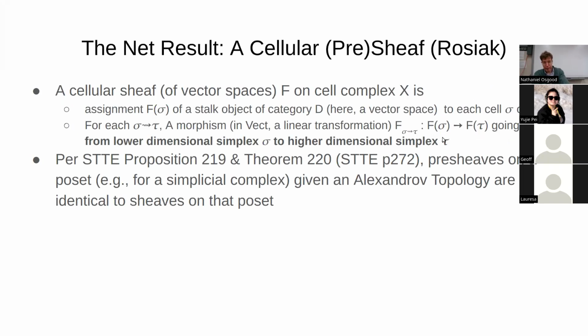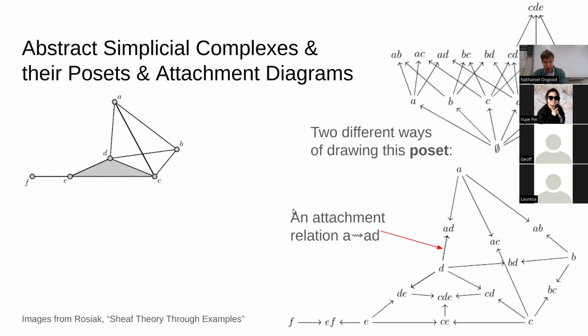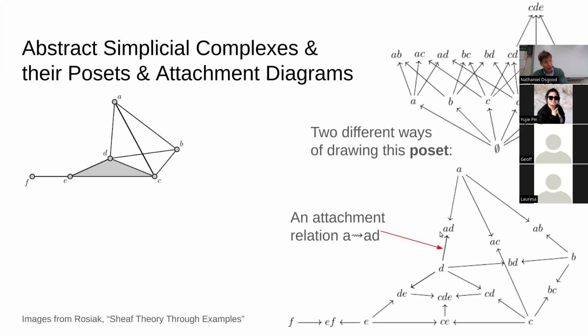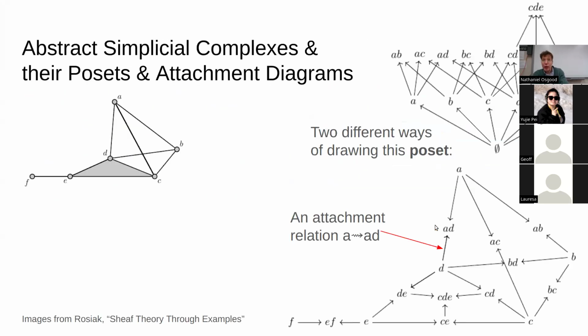Now, if we think about the data assigned to tau, so here, maybe we call this tau, this sigma, right? This is sigma, this is tau. We have an attachment of sigma to tau. Then we have a map from data for this to data for that. Are we comfortable with that, with the sheaf?